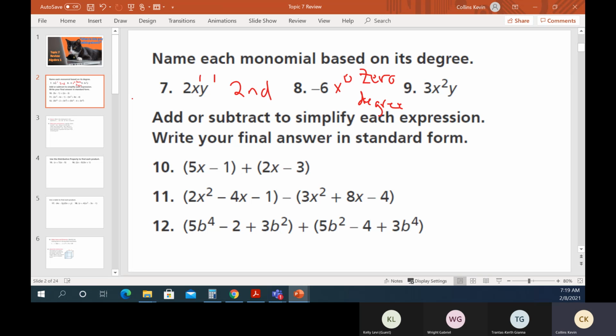Okay. And then last one, same thing. We've got an x squared this time, so we've got a 2 here and a 1 here. Okay. So we just add those two guys together. So this will be a 3rd degree polynomial. Pretty simple.